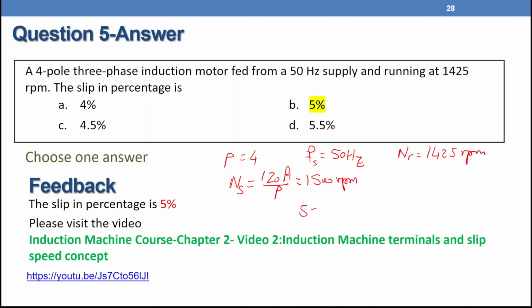So S equals Ns minus Nr over Ns. That will be 1500 minus 1425 over 1500, so 75 over 1500, which equals 0.05 or 5%. So the answer is B. The slip percentage is 5%. If you'd like to know more about that, please visit the video, Induction Machine Course Chapter 2, Video 2, Induction Machine Terminals and the Slip Speed Calculation.